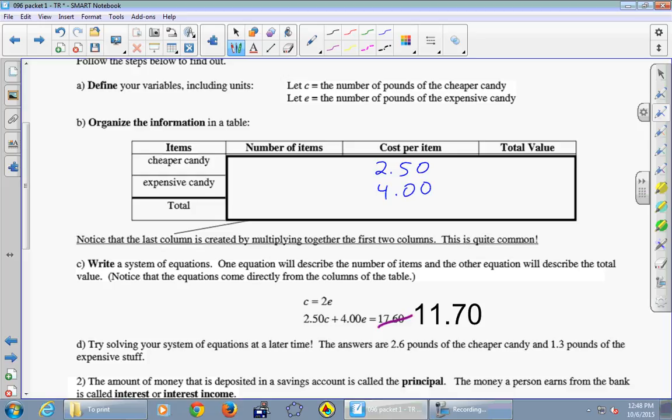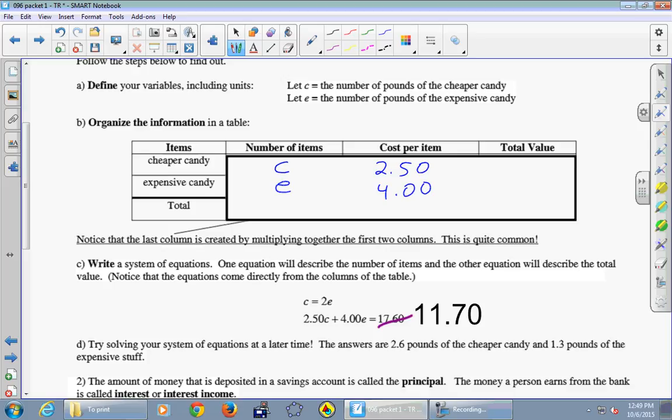Okay, number of items. In this case, it's number of pounds. And the number of pounds of cheaper candy was just one of our variables. What is it? C. So we put a C there. And the number of pounds of expensive candy we denoted with an E. And sometimes the problem will tell you how much candy you have altogether. It might say 10 pounds, in which case we would put a 10 in the total. But we don't have that information here either, so that's a blank.